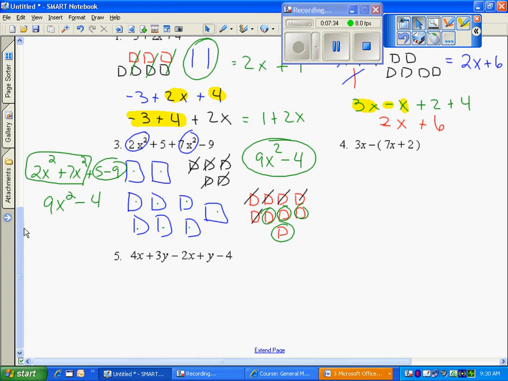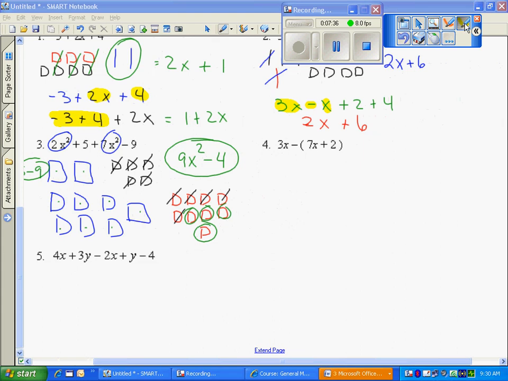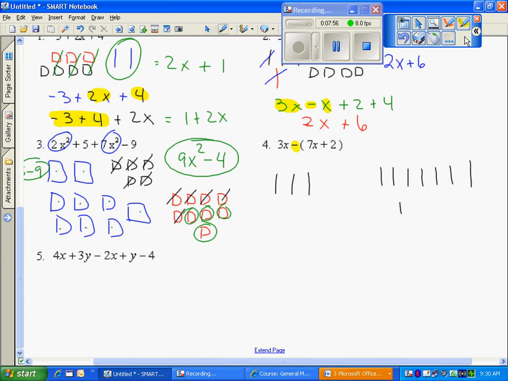Number 4 is just a slight bit different. When you see a subtraction sign out in front, it says subtract all of that group of tiles. So I might have 3 x's, and I'm going to take away these tiles. I'm going to take away 7 x's and 2 singles. So in order to take them away, that means that from this pile here, I'm going to take away. So these then turn into negative, and these also turn into subtraction of tiles.